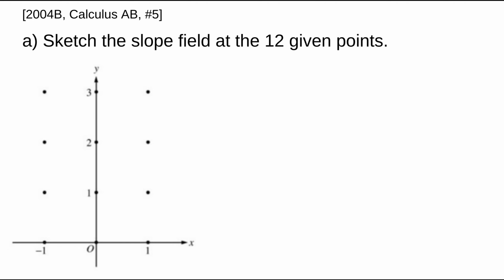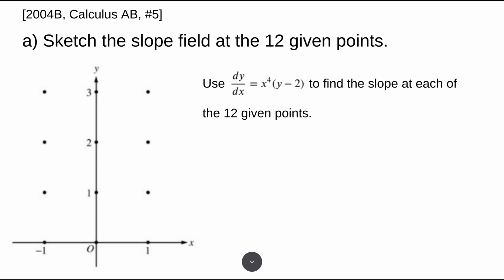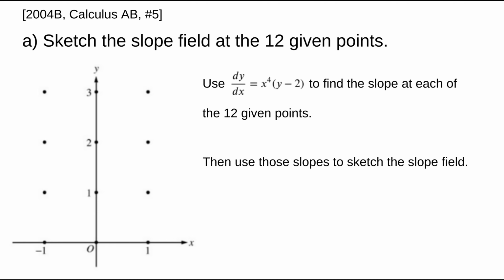With any slope field question, the first thing you're going to want to do is use the differential equation to determine the slope at the given points. So use the equation dy/dx equals x to the fourth times (y minus 2) to find the slope at each of these 12 given points. Then use those slopes to sketch the slope field.